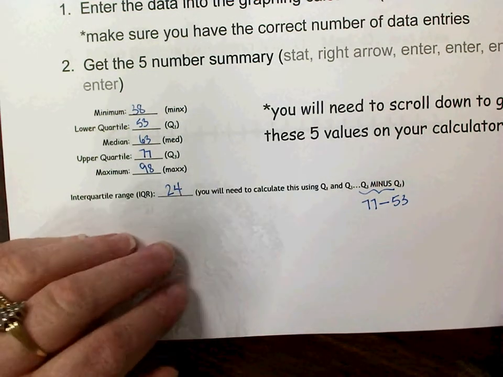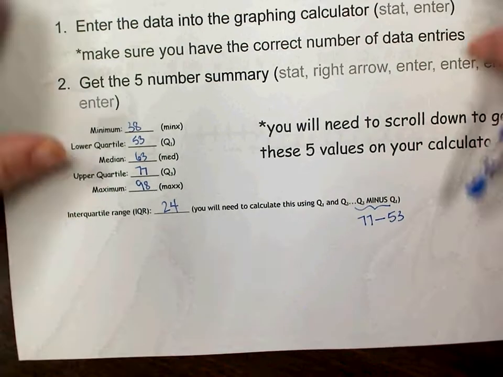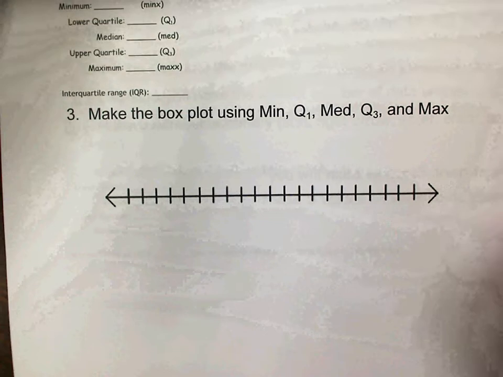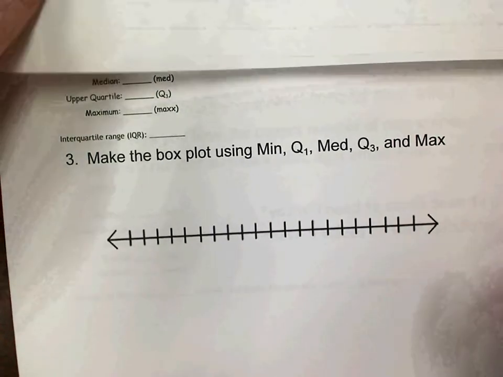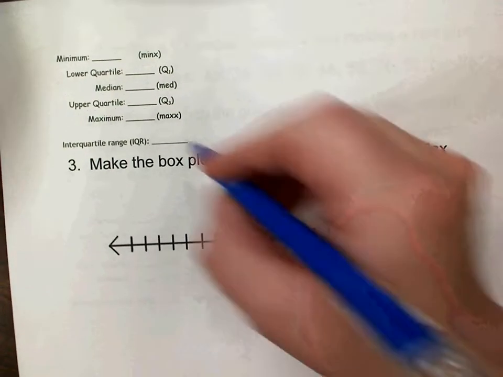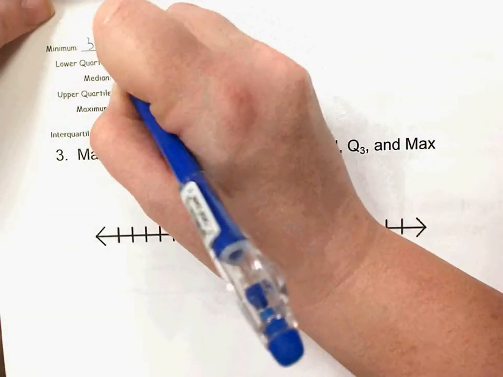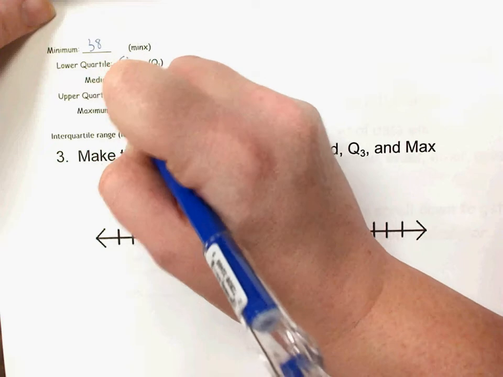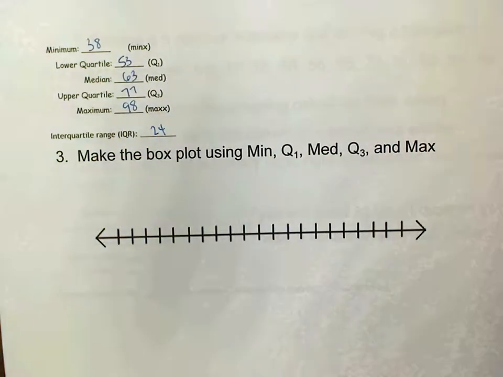Now, we have the 5-number summary, which is all you have to do on numbers 3 and 4 on your assignment today. But for numbers 1 and 2, you're going to have to make the box plot. So I'm going to copy these numbers from the first page just so I don't have to keep going back and forth. So those are the numbers that we got from our calculator.